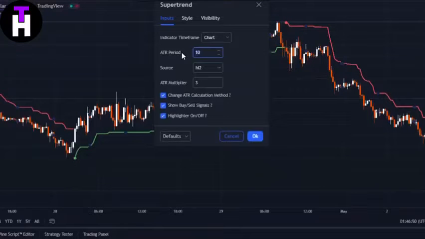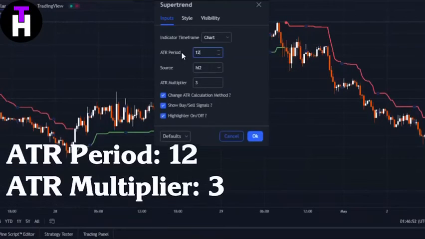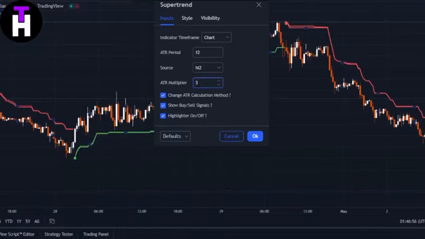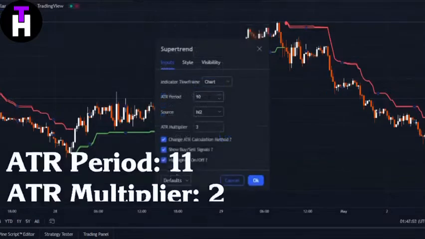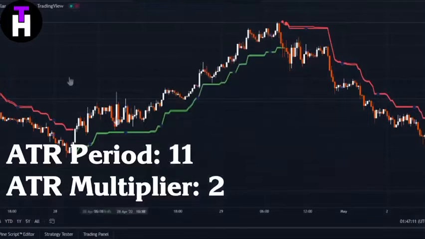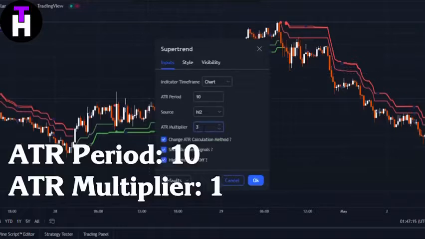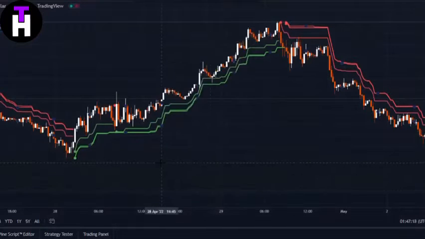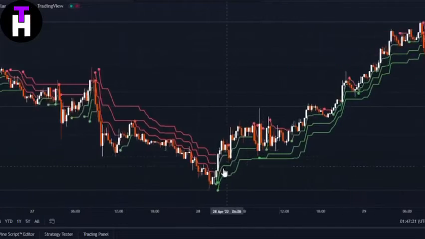For the first indicator, I will change the period to 12 and the multiplier to 3. I will repeat this change with different numbers for the other 2 indicators as well. For the second indicator, the period will be 11, and the multiplier will be 2. And, for the last one, they will be 10, and 1 respectively. Don't worry if you are lost, I will explain the strategy.